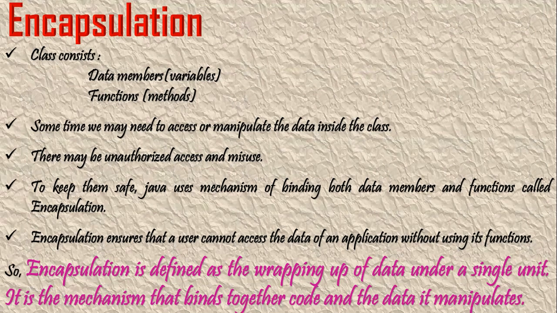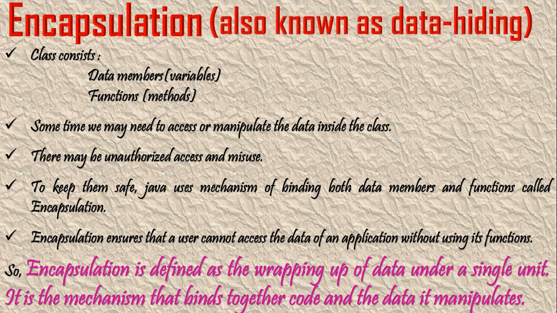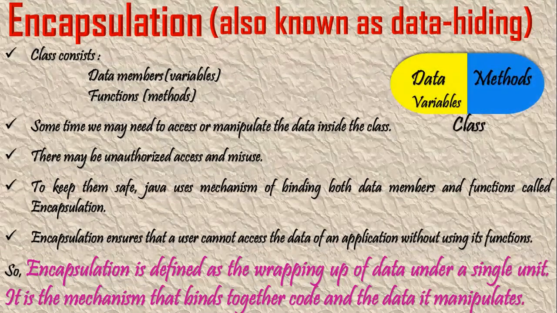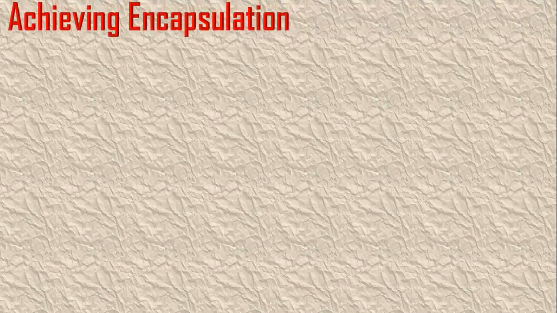As per the requirement, variables and functions of a class can be made hidden from other classes. Therefore, this is also known as data hiding. To remember encapsulation, we can think of a capsule where data variables and methods are wrapped as a class. Let us know how to achieve encapsulation.